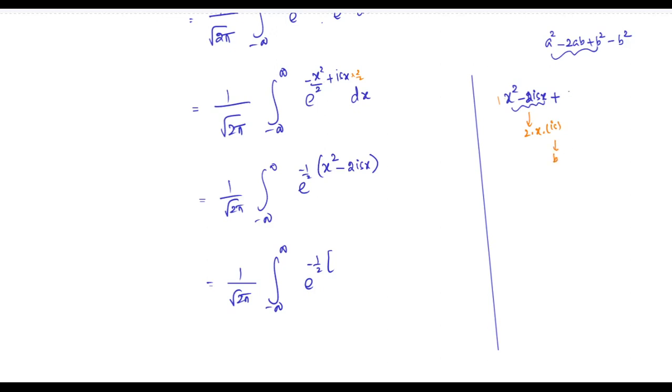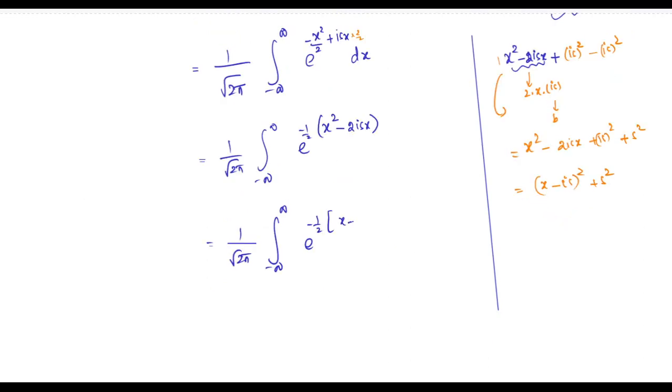Therefore, if I add b square, that means I should add is square. I also have to subtract is square. So this term will become x square minus 2isx plus is whole square minus is whole square, which is i square s, minus 1, therefore it's plus s square. Okay, that means this will become x minus is whole square plus s square. Great. And therefore we can substitute it here. That is x minus is whole square plus s square.